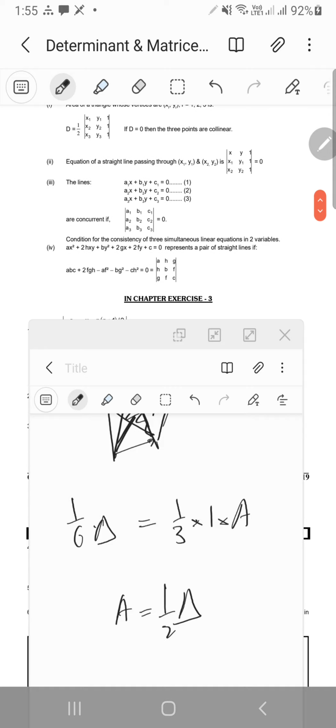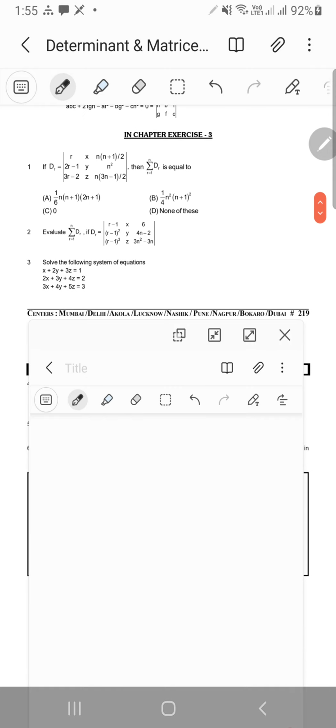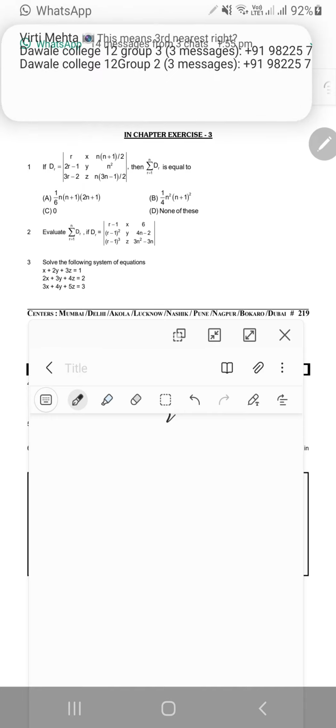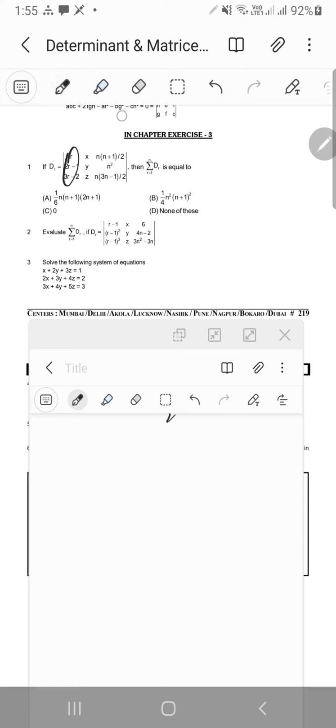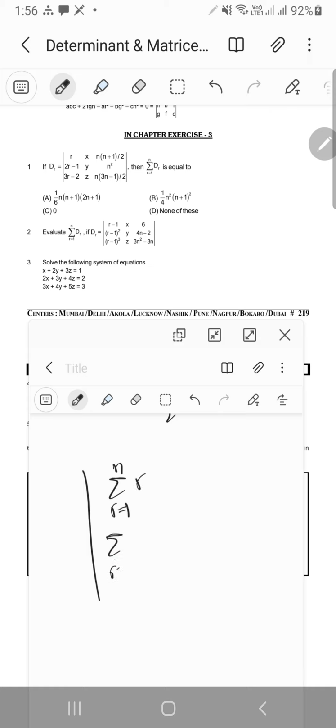Next question, next whatever the thing is in chapter exercise 3. Okay, so tr is this thing, then the summation from r equal to 1 to n. So notice that only this column is dependent on r, so we can do that summation thing, right? So it will be the summation from r equals 1 to n of r, summation from r equals 1 to n of 2r minus 1, and summation from r equals 1 to n of 3r minus 2, right? And all other stuff over there.